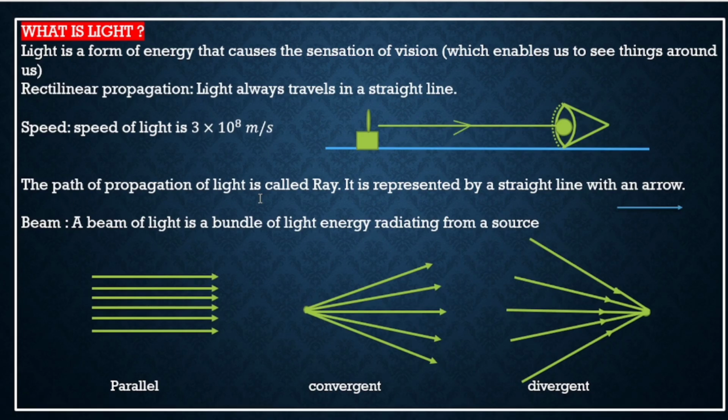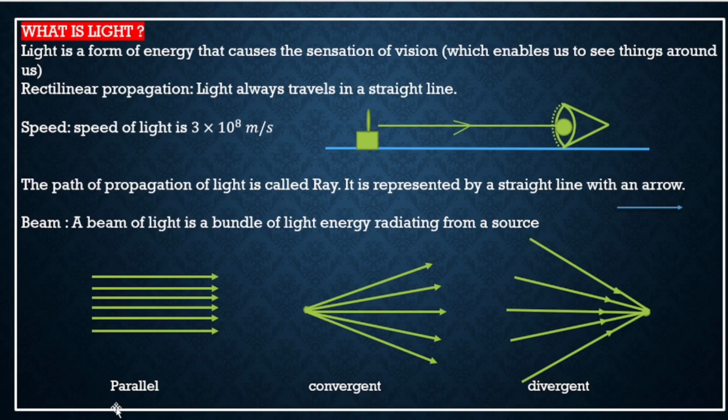The path of propagation of light is called a ray, and it is represented by a straight line with an arrow. Now beam. A beam of light is a bundle of light energy radiating from a source. Beams are of three types. They are parallel, convergent, and divergent.